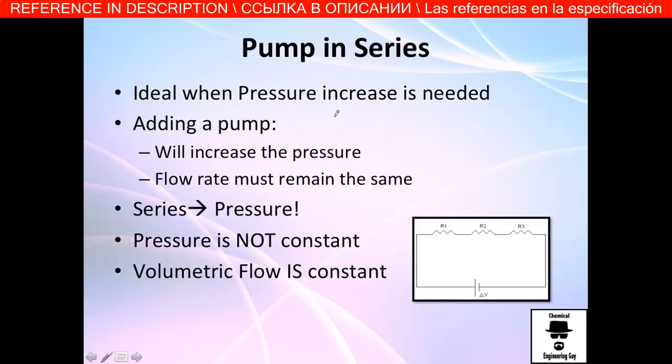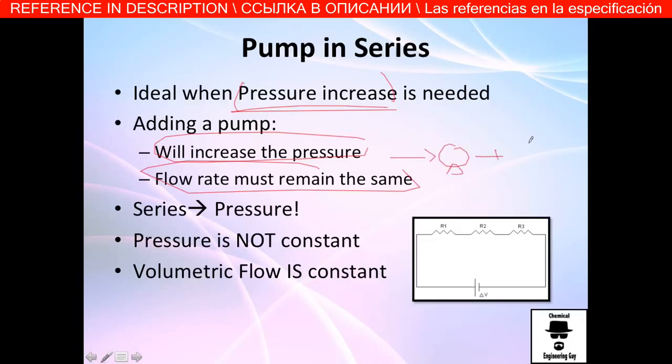It's ideal when pressure is an important parameter. We want to increase it, so this is the best option. If you want to increase pressure, you need to use series arrangement. So adding a pump will increase the pressure and the flow rate remains the same, so that's obvious. You have one here and you have the other one right here.